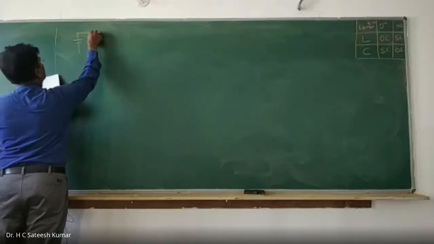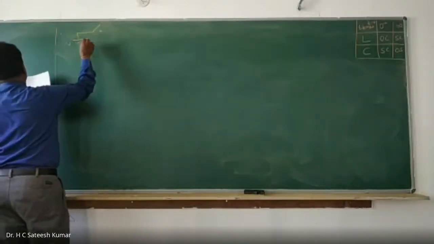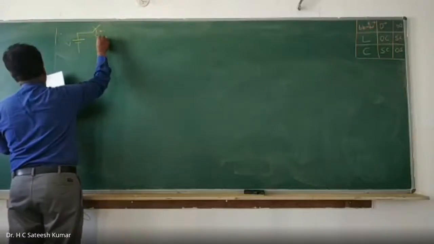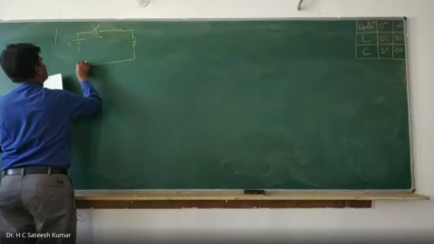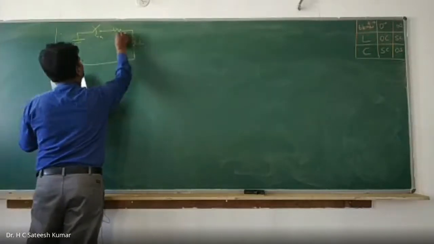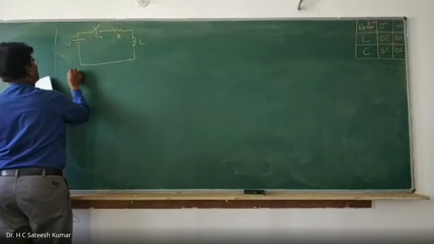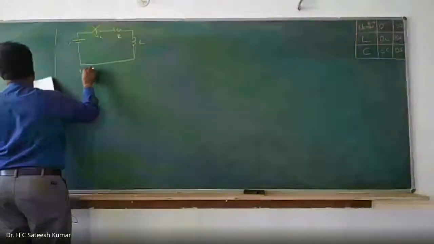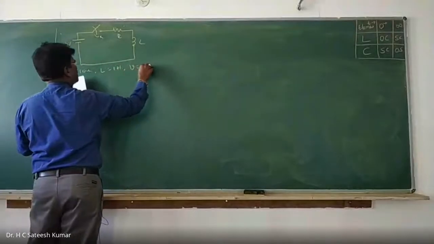So there is a voltage source V, a closing switch K, and there is a resistance and inductor. This is L and this is R, and the switch is K, and R is equal to 10 ohms, L is equal to 1 Henry, and V is equal to 100 volts.